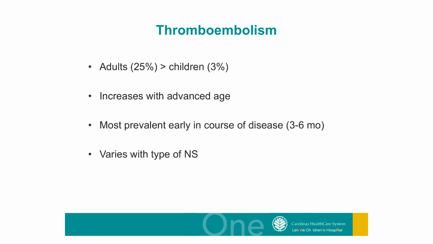If you look at thromboembolism, 25% of adults with nephrotic syndrome will have some thrombotic event, and only 3% in children. It does increase with advanced age. It's most prevalent in the early course of the disease, within the first 3 to 6 months, when their disease is so uncontrolled, and it varies with type of nephrotic syndrome.